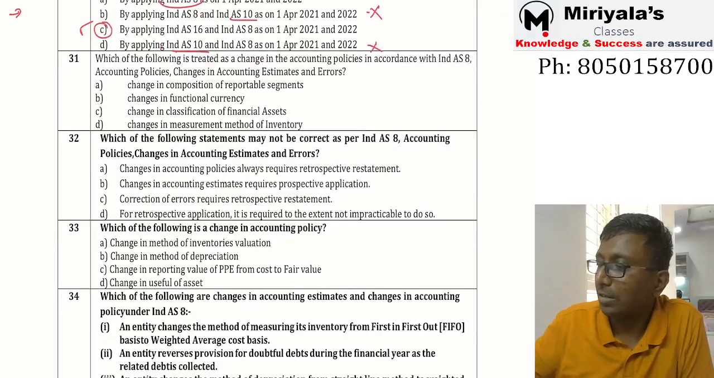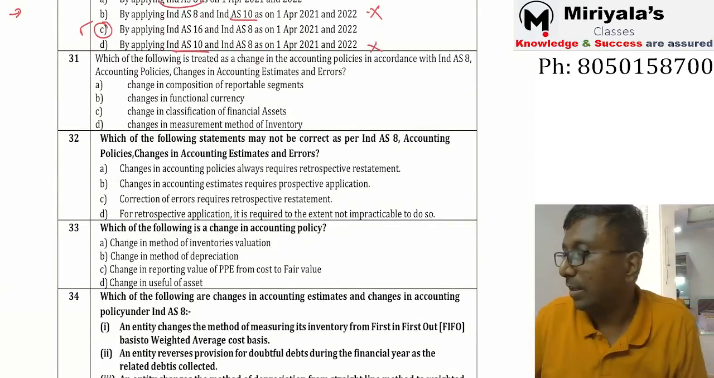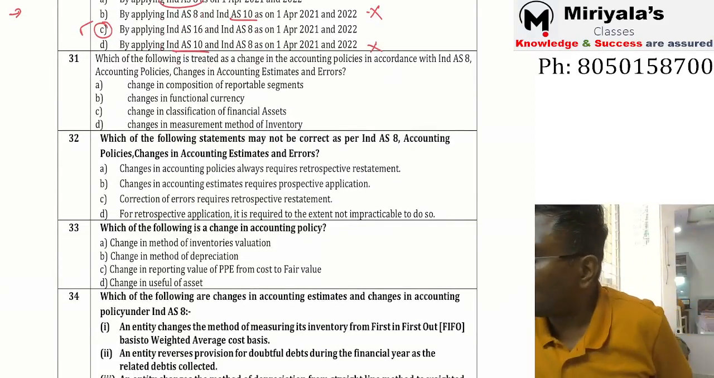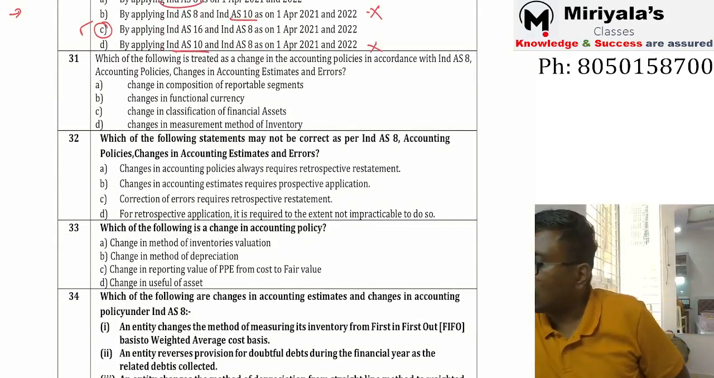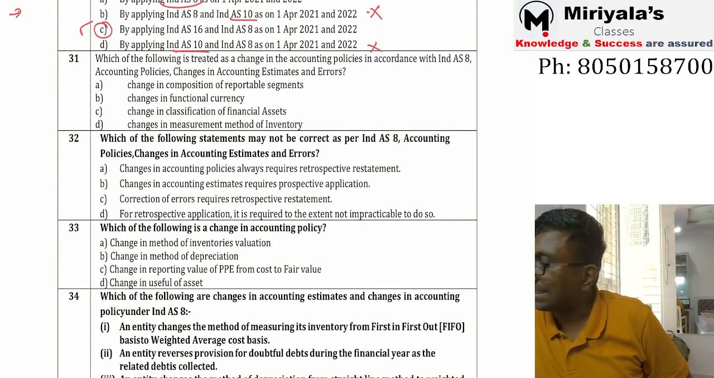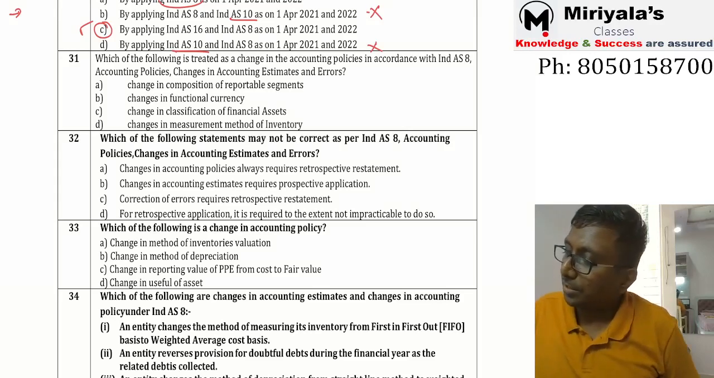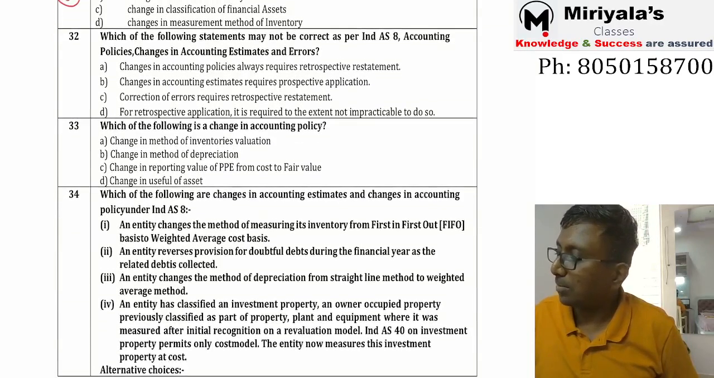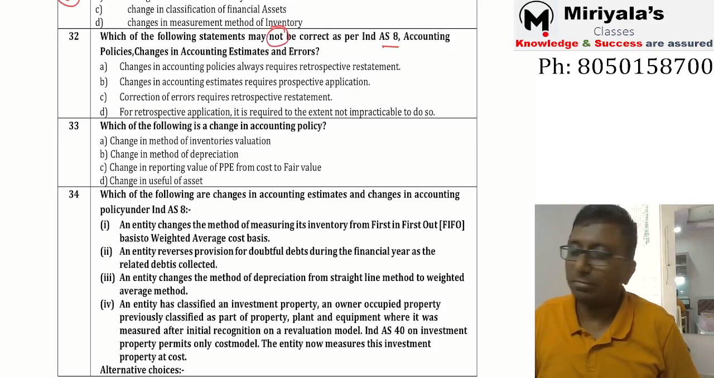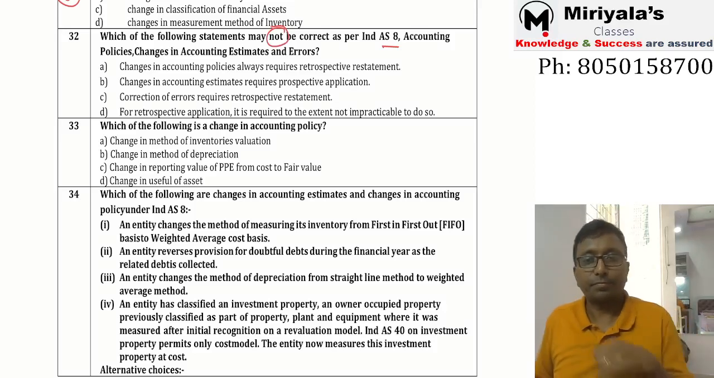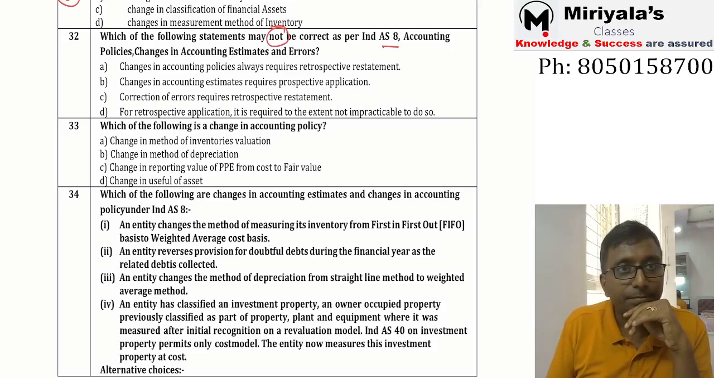Okay, right. Anyhow, you people answered perfectly. 31st: Which of the following is treated as a change in accounting policy in accordance with Ind AS 8? Yeah, this is again a repetition. Functional currency and all, we spoke about. Which of the following statements may not be correct as per Ind AS 8? May not be correct. Just very quick.